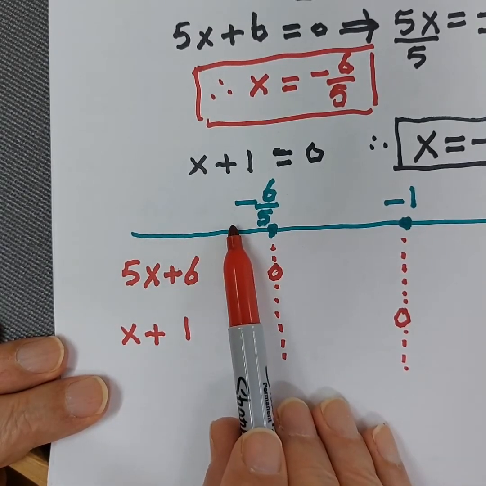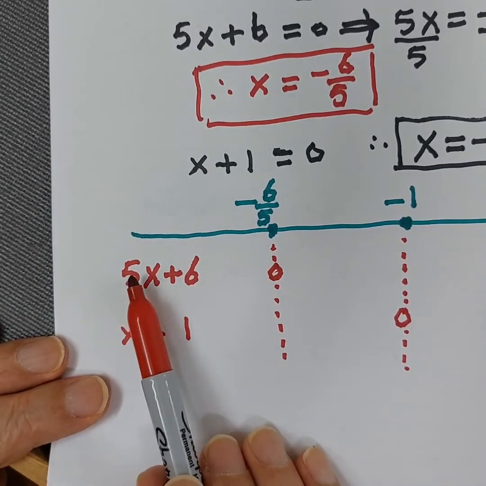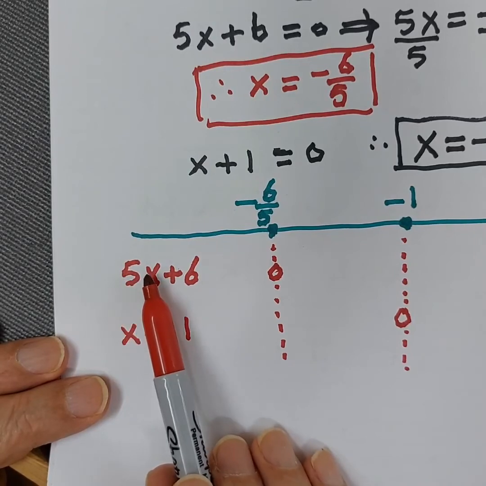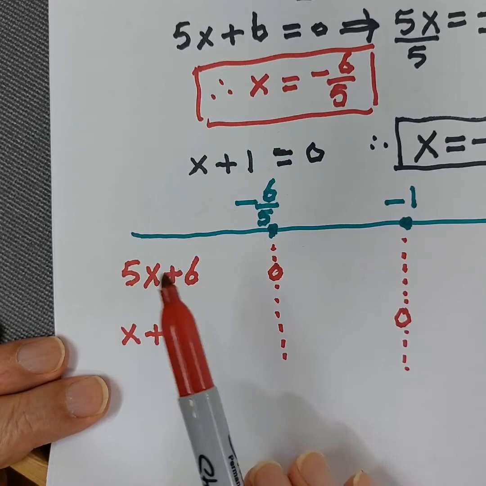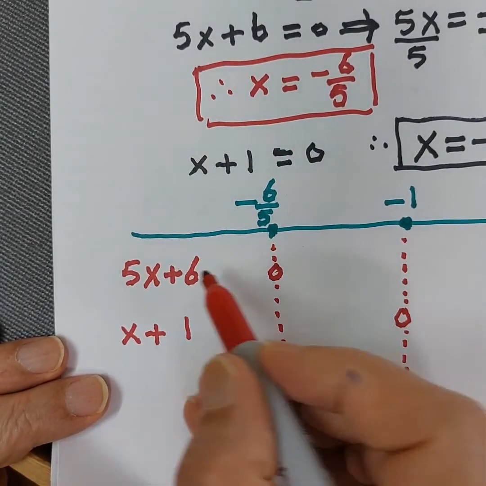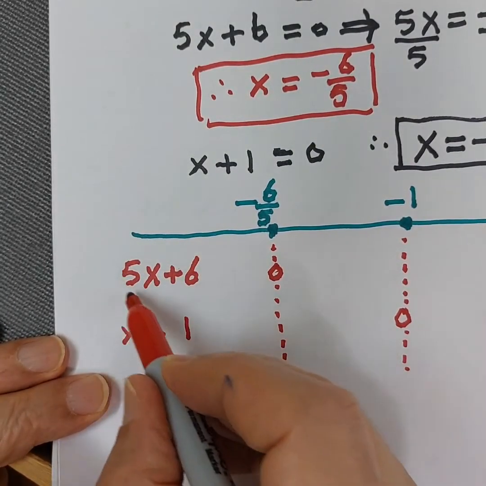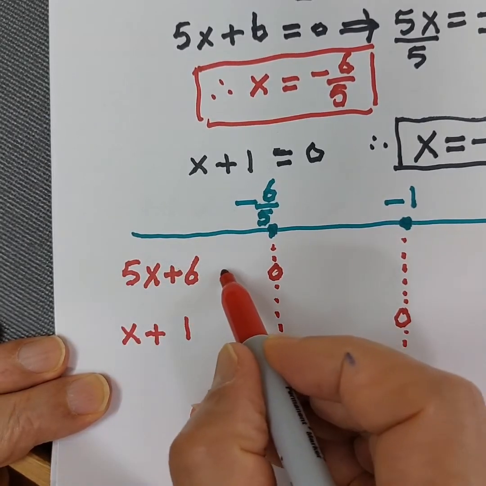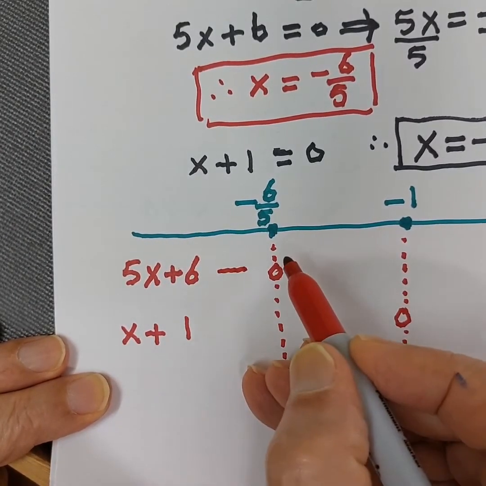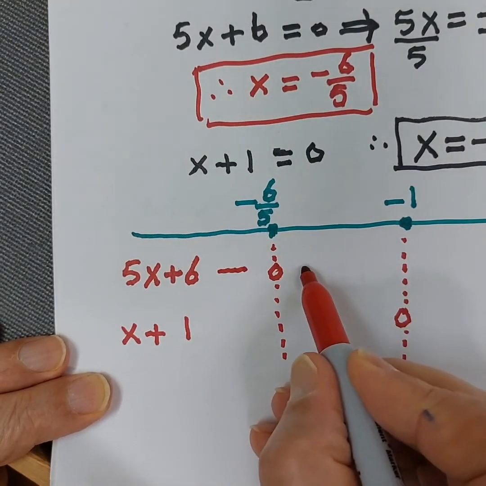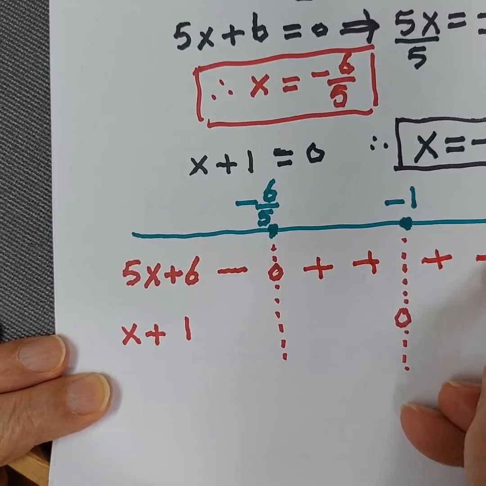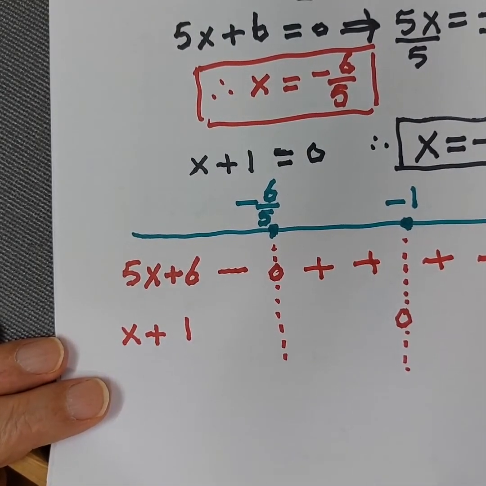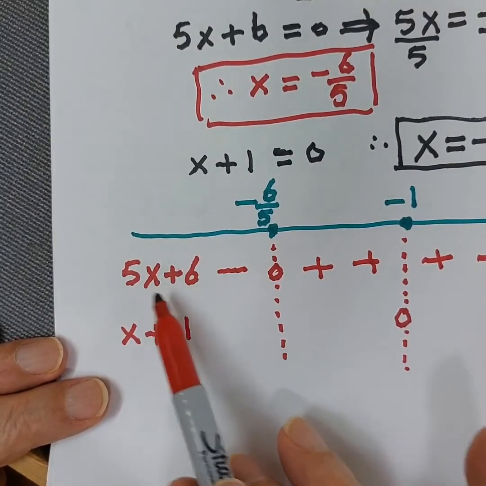If we take -2 and put it here, 5 times -2, that means -10. -10 plus 6, that means -4. In this case, the sign for this will be negative. Here will be negative, and after then it will be positive. It will stay positive to the end of the line. You see how we decided the sign for this value?